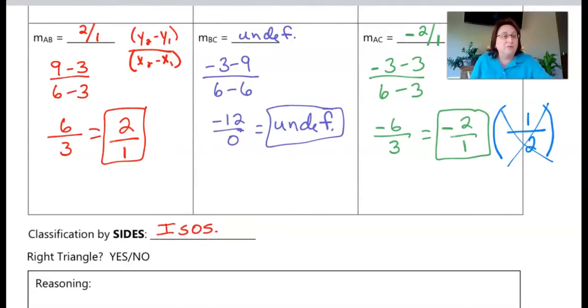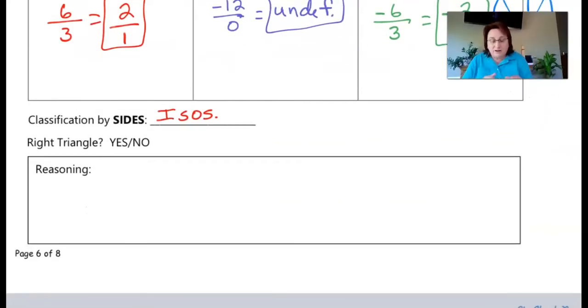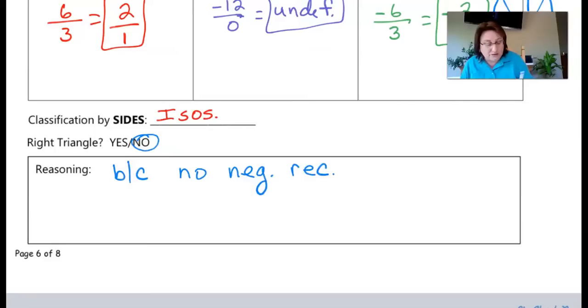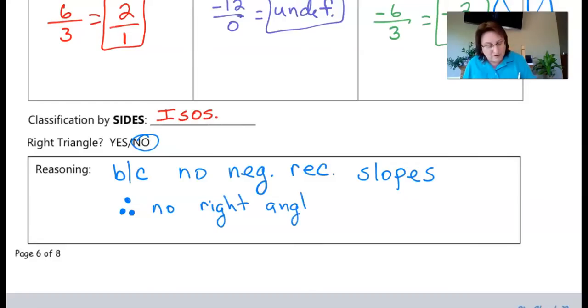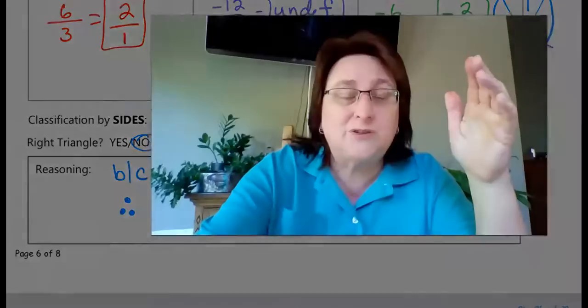We don't have that, so we do not have a right triangle. So that goes down, and I'm going to scroll on down on our page right here. No, we do not have a right triangle, and the reason why is because we have no negative reciprocal slopes. You can abbreviate it: these three little dots right here, guys, mean therefore in math language. Therefore, there are no right angles.